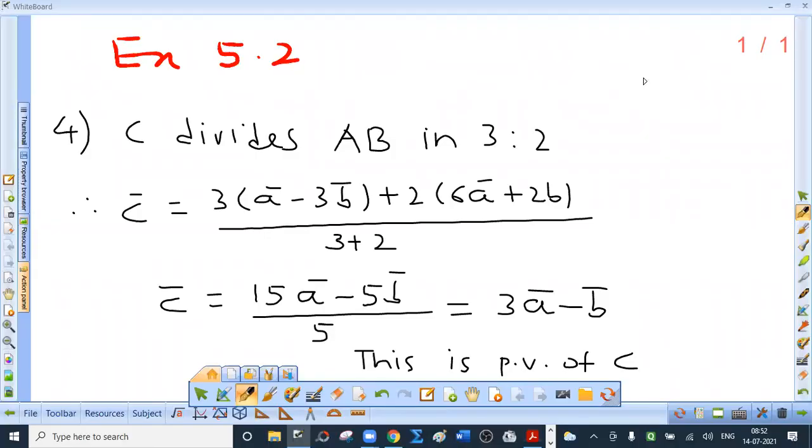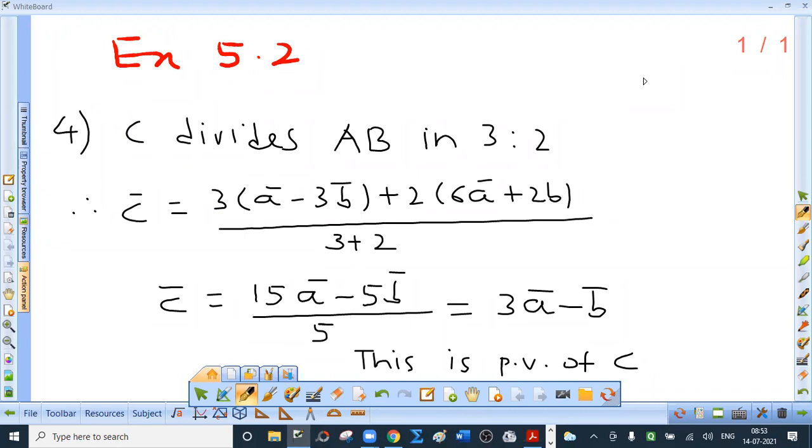Fourth one, exercise 5.2. The position vectors of points A and B are 6a bar plus 2b bar and a bar minus 3b bar. If the point C divides AB in the ratio 3 is to 2, show that the position vector of C is 3a bar minus b bar. Now you may ask me, type of division is not given. If nothing is mentioned, we treat it as internal division.